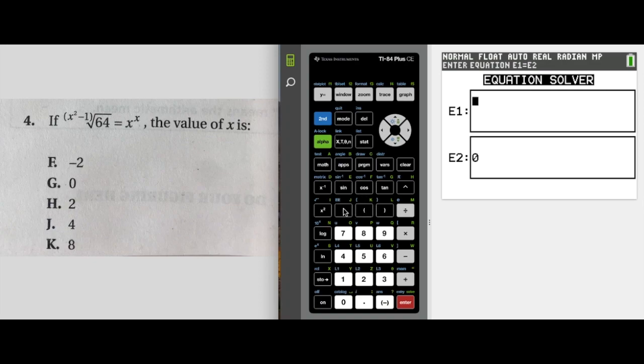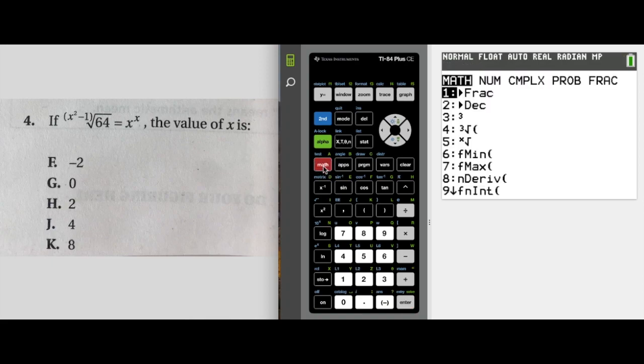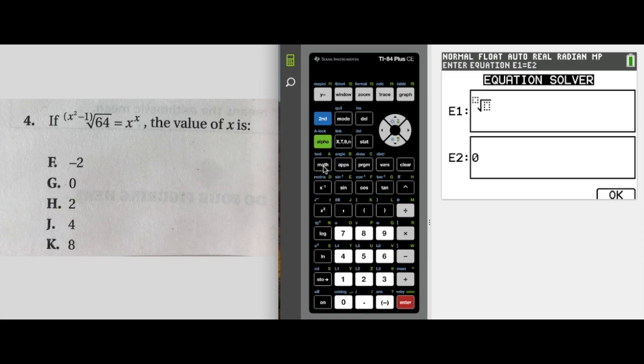So in this case I have a radical, and the index is kind of bizarre, so I go Math and option 5 here so that I can go ahead and edit that index. This particular index looks like x squared minus 1, and then on the inside I have 64. Okay, so that's the hard part.